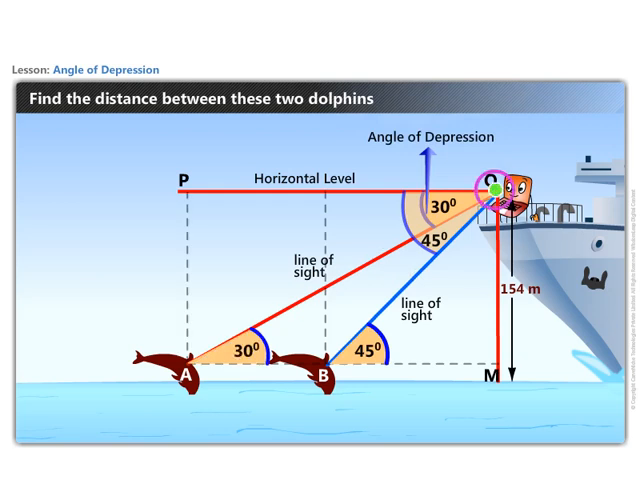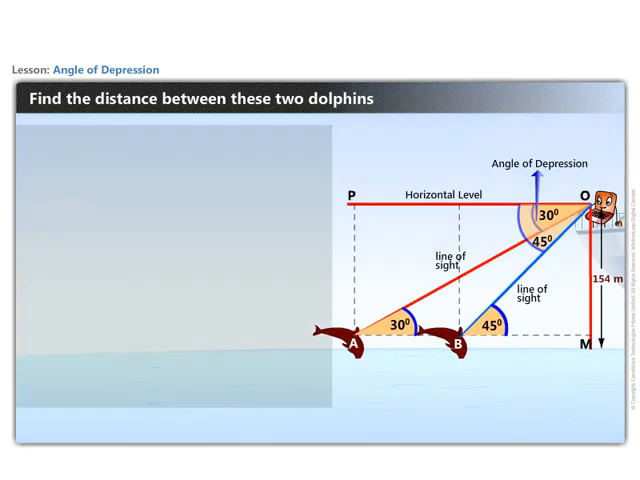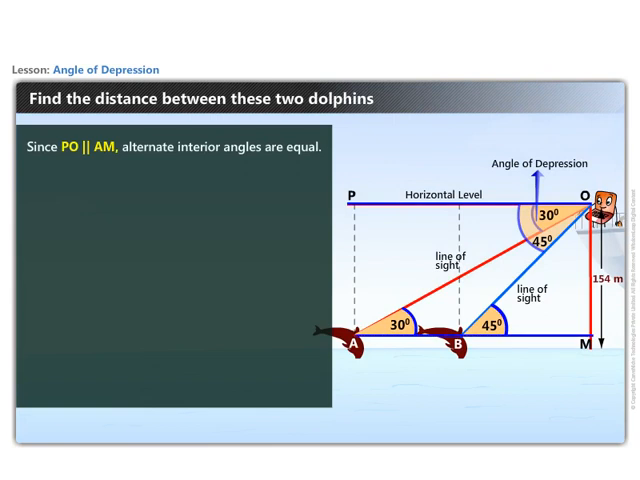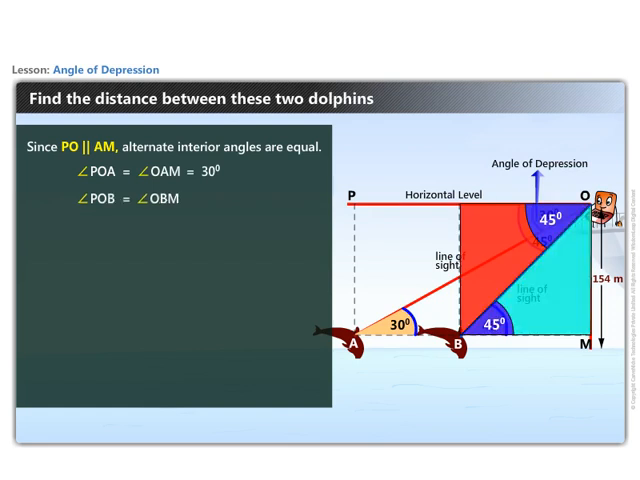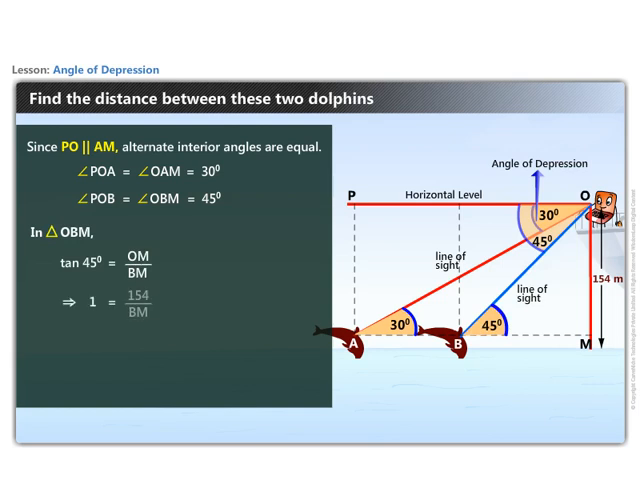Let us take O as the point of observation. The two dolphins are at points A and B. Since PO is parallel to AM, alternate interior angles are equal. This implies angle POA and angle OAM are equal to 30 degrees, and angle POB and angle OBM are equal to 45 degrees. In triangle OBM, tan 45 degrees is equal to OM over BM. Substituting the values and simplifying, we get the value of BM as equal to 154.